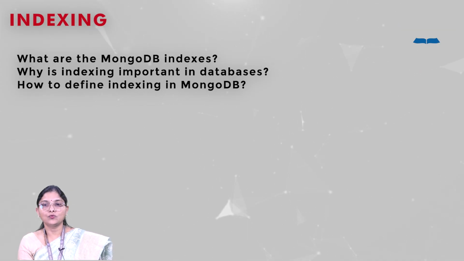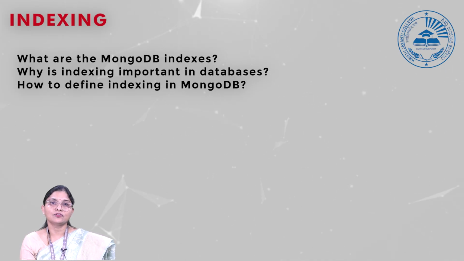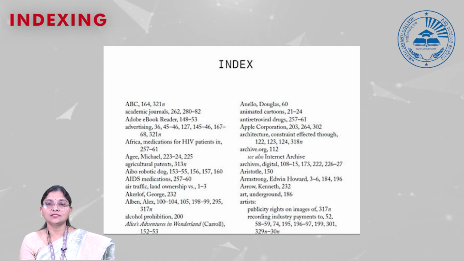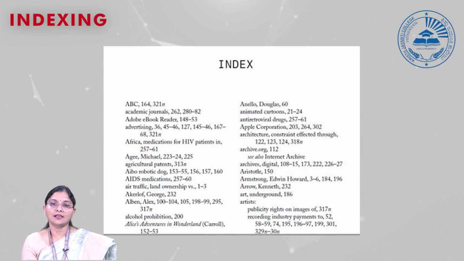Imagine you are reading a comprehensive textbook and need to find information on a specific topic, say academic journals. Instead of flipping through every page, you turn to the back of the book, locate the index, and quickly find all the pages where academic journals is discussed. An index is a systematic list of terms and topics covered in the book along with the corresponding page numbers where each topic is mentioned.